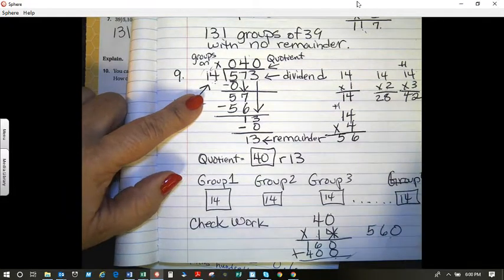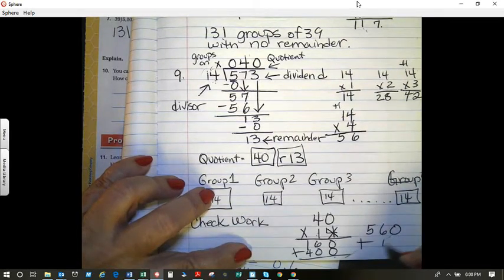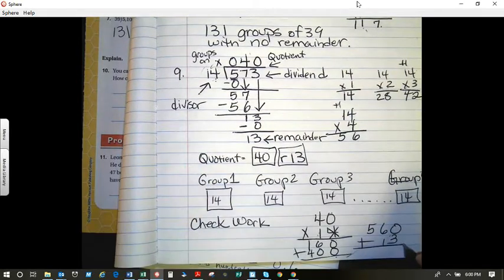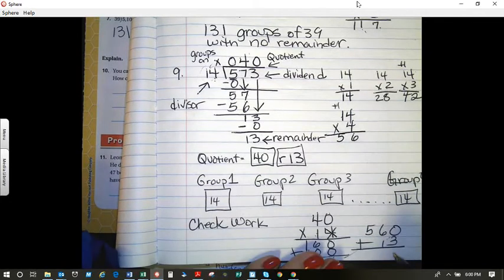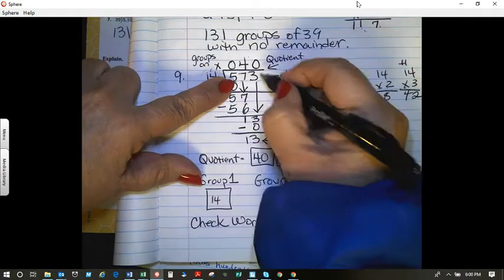Oh, because what I had to do, that's right, I have to add my remainder. For some reason, my brain was thinking it was even. It's like, it can't be even. I remember 13. 0 plus 3 equals 3. 6 plus 1 equals 7. And 5 plus 0 equals 5. So is it 573? That's exactly right. So my answer is correct.